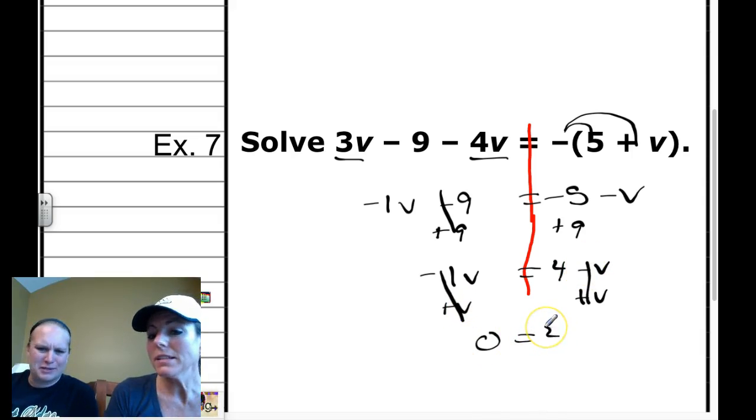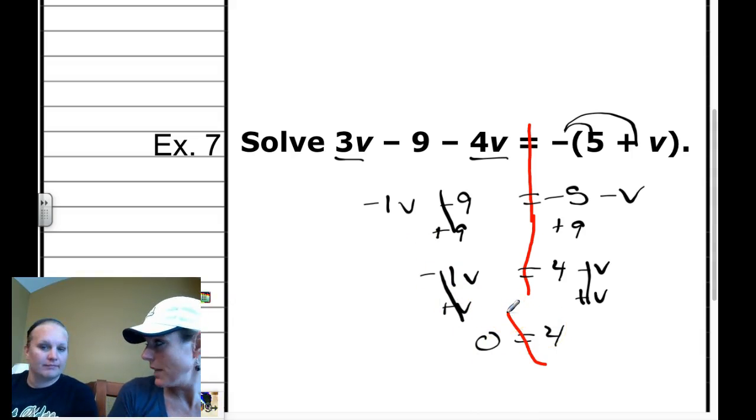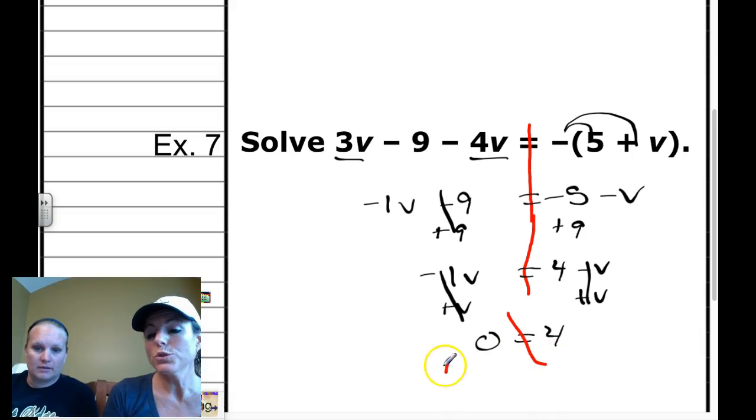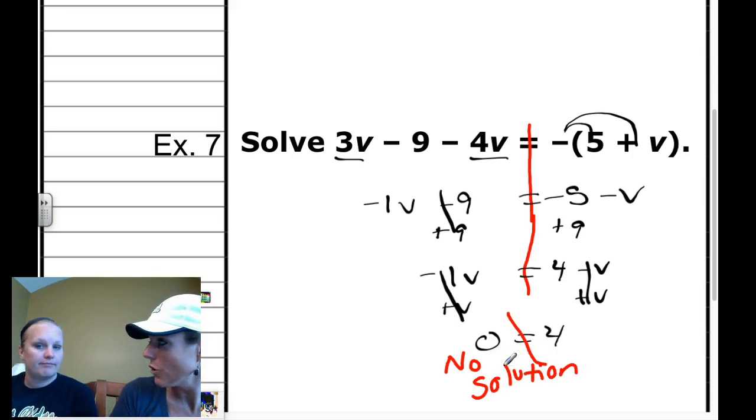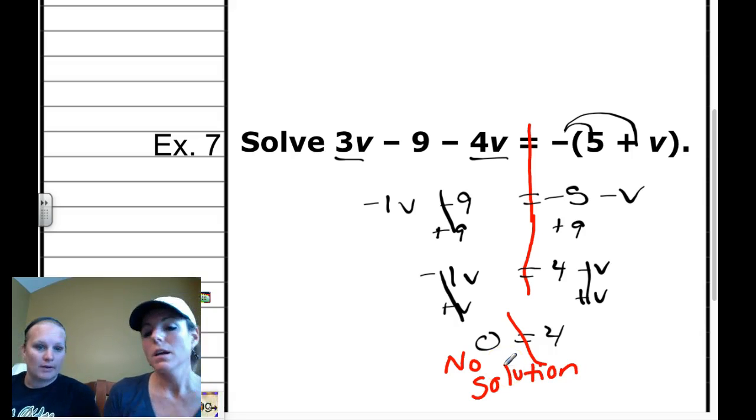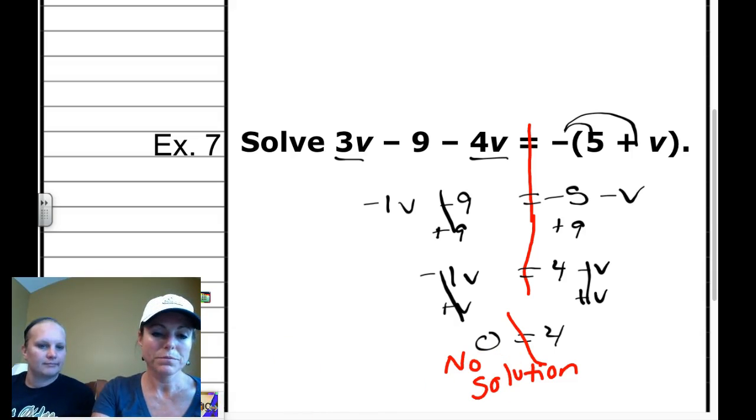0 equals 4 is not a true statement. We should draw a line right through that equal sign because that is not a true statement. And so therefore no solution. So if you get a true statement, like x equals x, 3 equals 3, 4 equals 4, that is all real numbers. Otherwise it's a no solution.